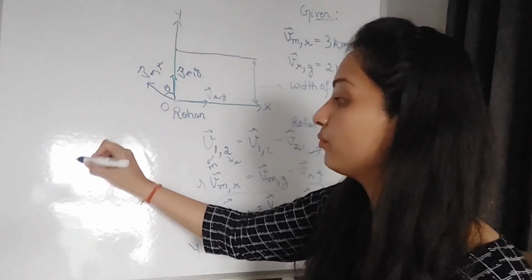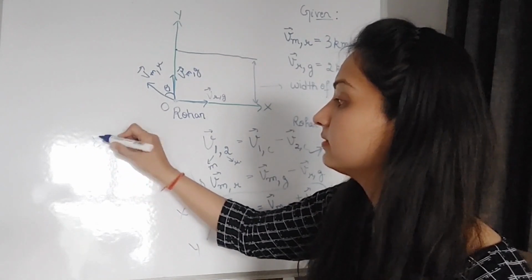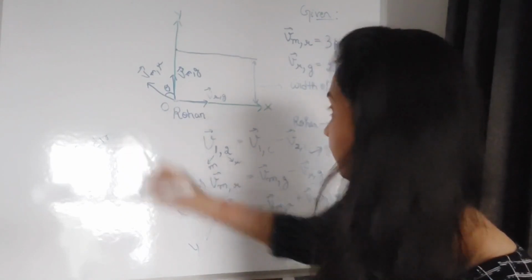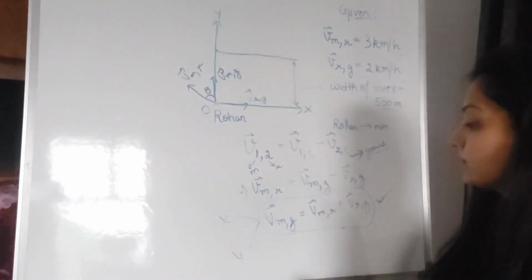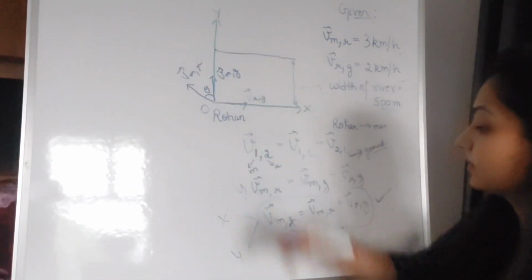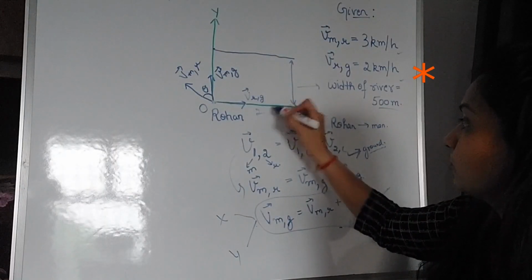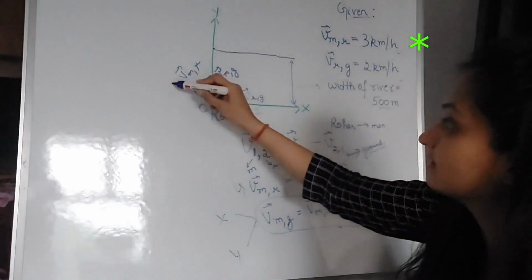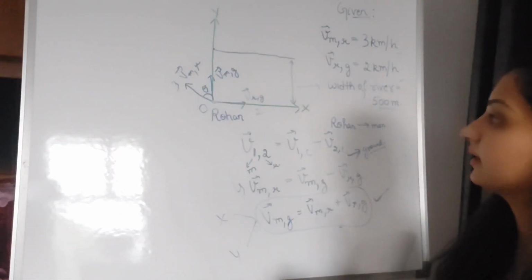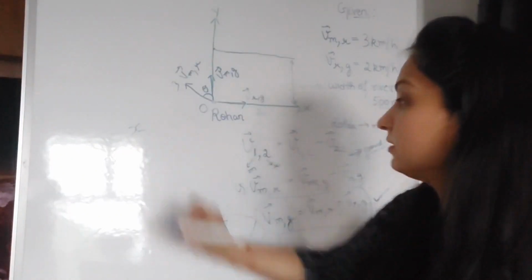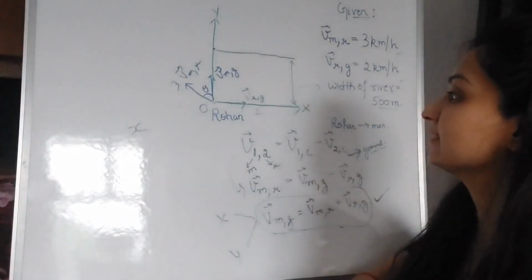Now taking the components in x direction, is it visible here? Is it visible here? No? So taking the components of this equation in the x direction, I know the value here is 2 and I know the value here is 3. Okay. Now taking the components of this equation in the x direction, how do we take components?